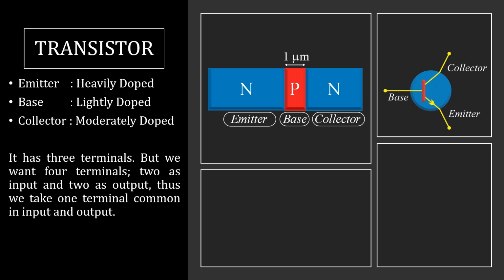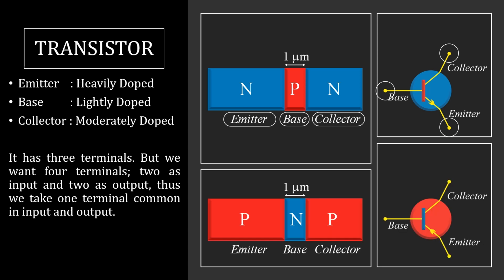This transistor has 3 terminals. But to operate the transistor, we need 2 input and 2 output terminals. So what we do is we take one terminal common in input and output. Similarly, we have PNP transistor. It also has emitter, base, and collector. If you notice, the direction of current in NPN transistor and PNP transistor are different. In NPN, it is from base to emitter, while in PNP, it is from emitter to base.